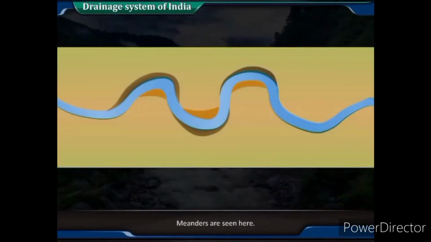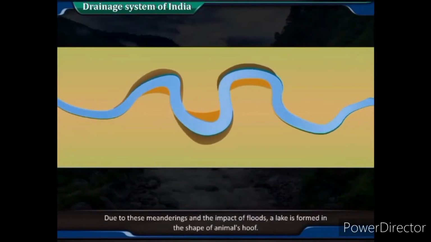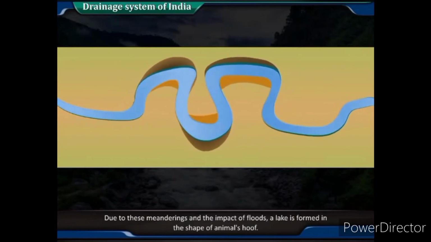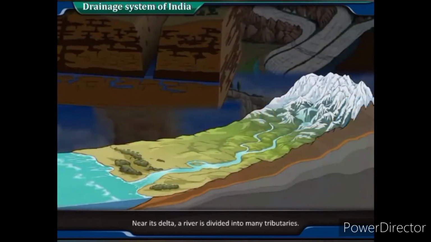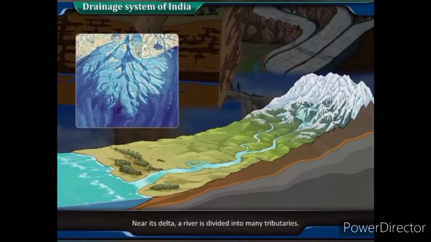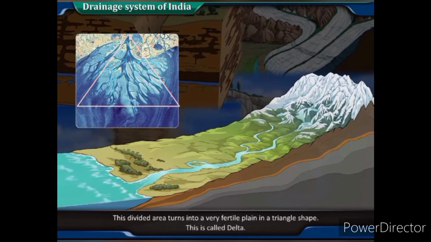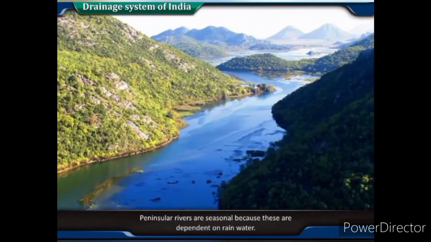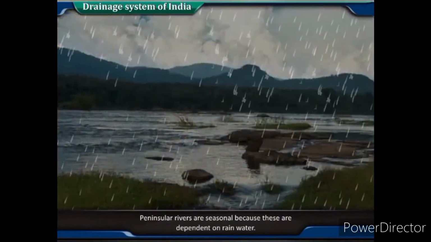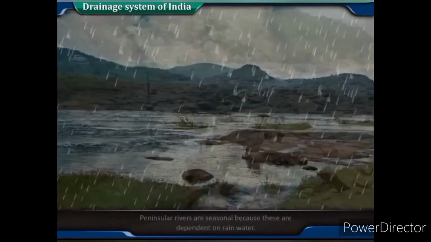Meanders are seen here. Due to these meanderings and the impact of floods, a lake is formed in the shape of animal's hoof. Near its delta, a river is divided into many tributaries. This divided area turns into a very fertile plain in a triangle shape. This is called delta.